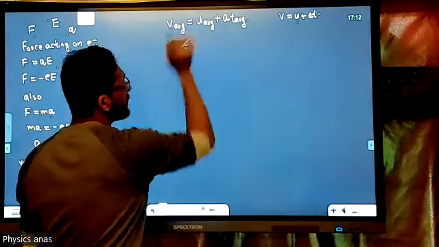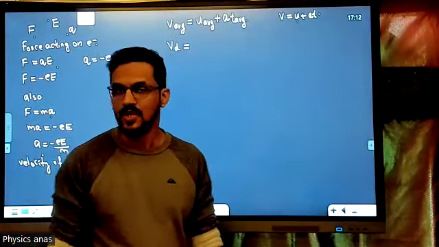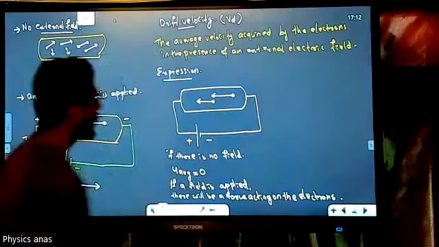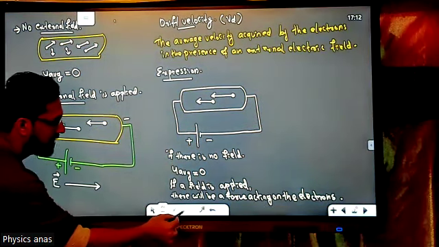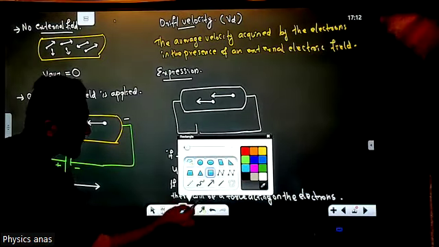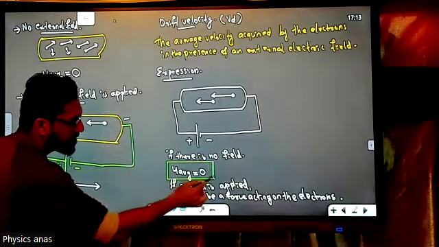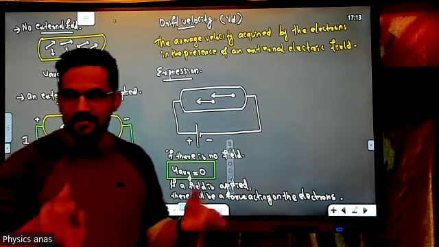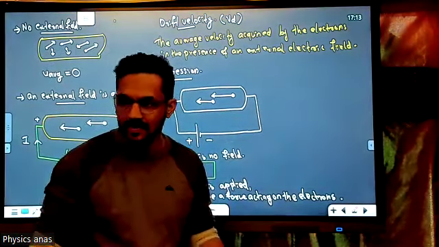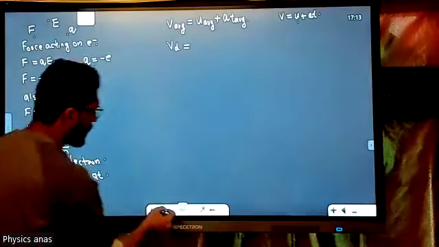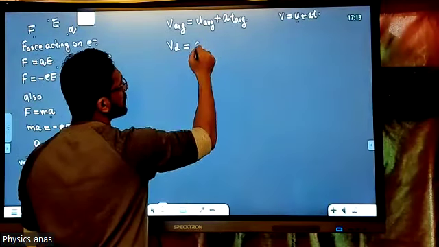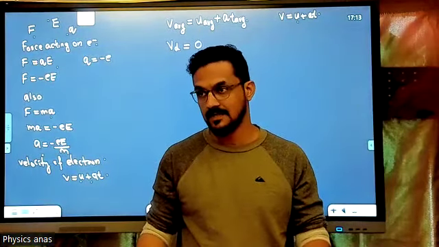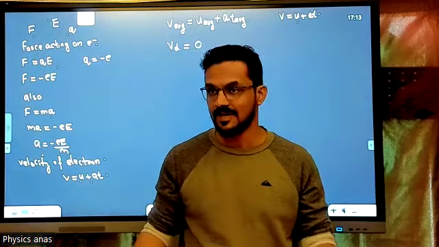What is the initial average velocity, U average? Average value of initial velocity is 0. If there is no external field, the average velocity of electrons is 0. So you can apply that value here. Right? Initial average velocity is 0.